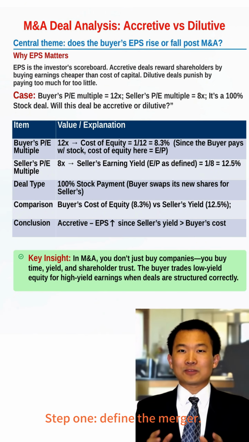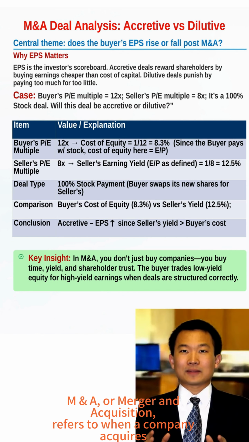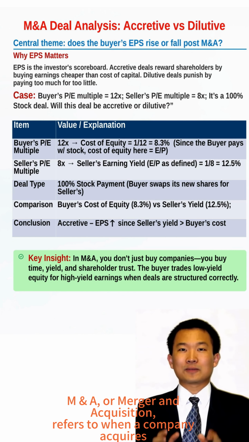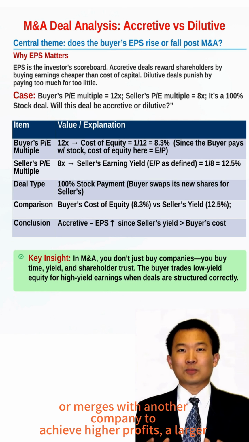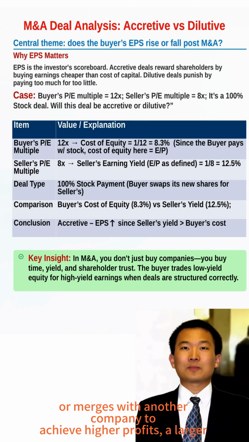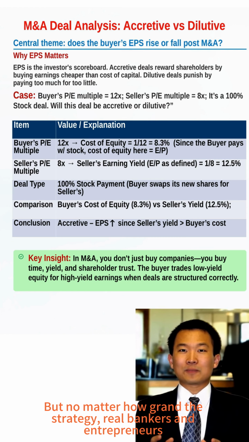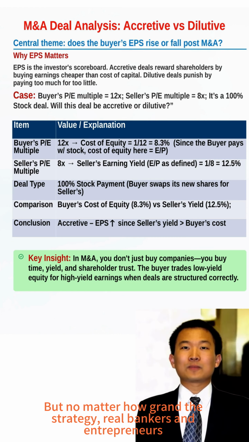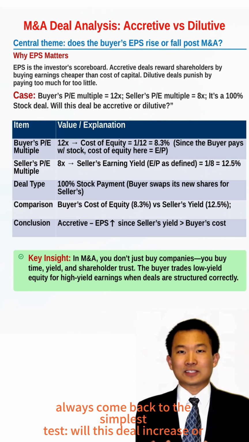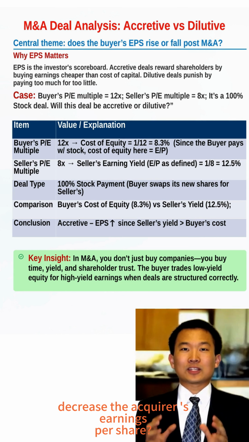Step 1. Define the merger. M&A, or merger and acquisition, refers to when a company acquires or merges with another company to achieve higher profits, a larger market share, or stronger strategic power. But no matter how grand the strategy, real bankers and entrepreneurs always come back to the simplest test. Will this deal increase or decrease the acquirer's earnings per share?